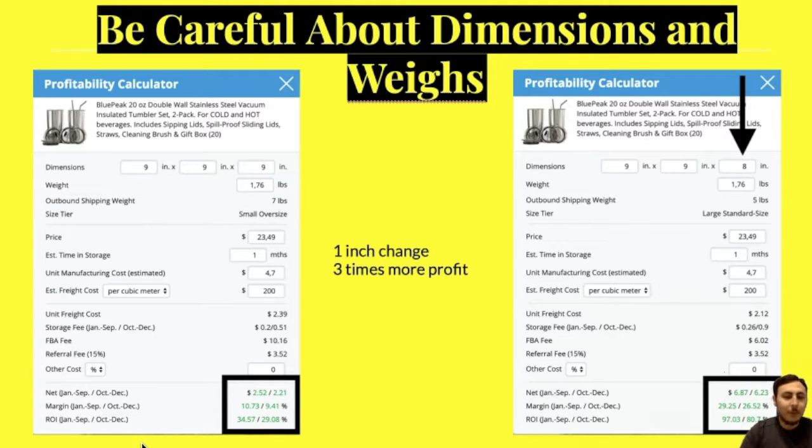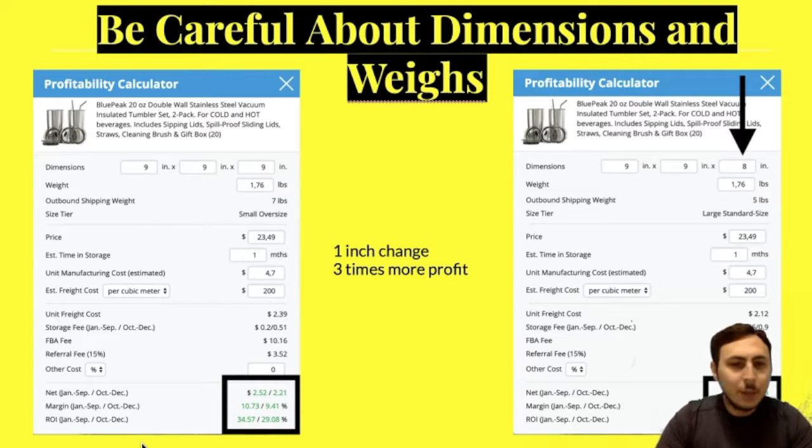So look at the profit margin of this product. It's nearly 30%, almost 3 times more than the left side product. I only changed 1 inch and look at the difference. So dimensions are very crucial. Take into account. You can look at size tiers and fulfillment fees on Amazon.